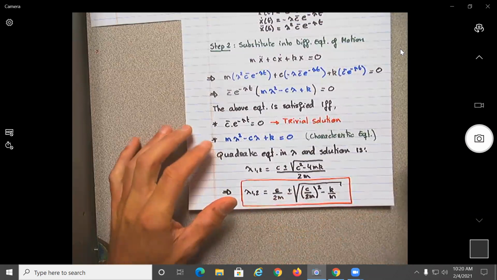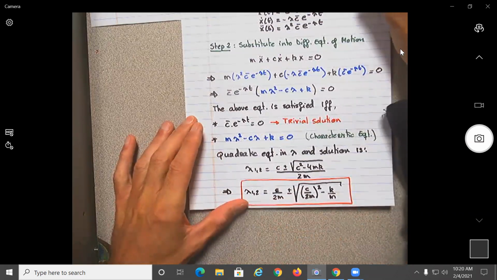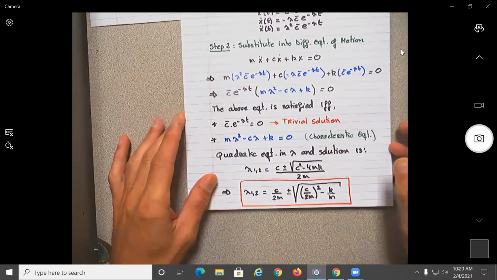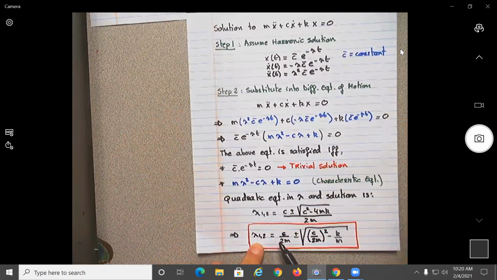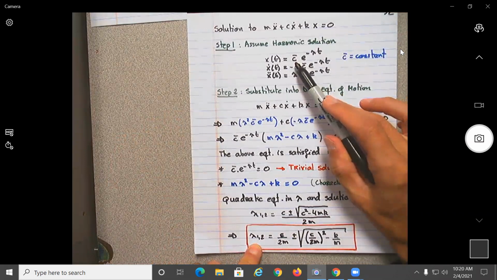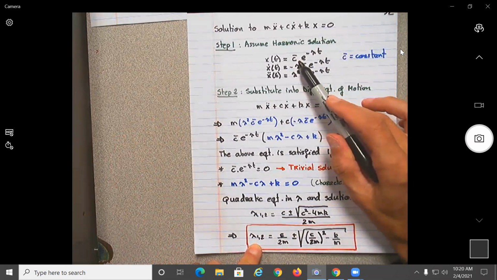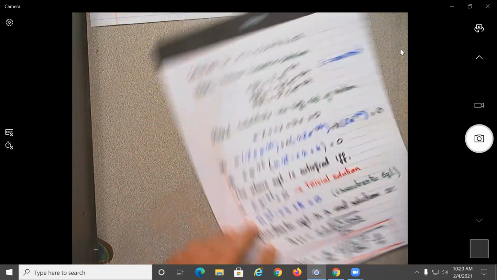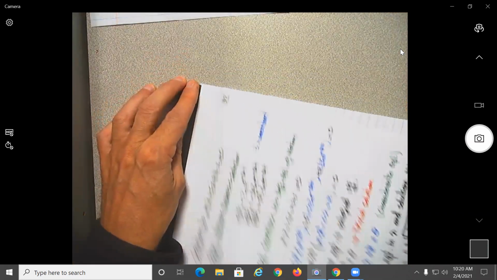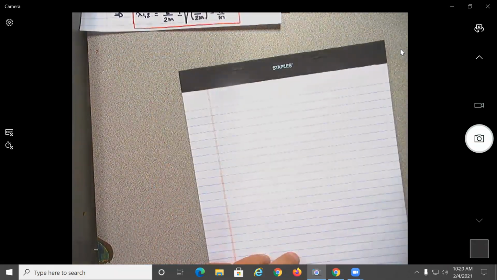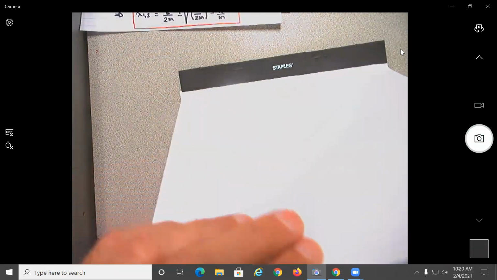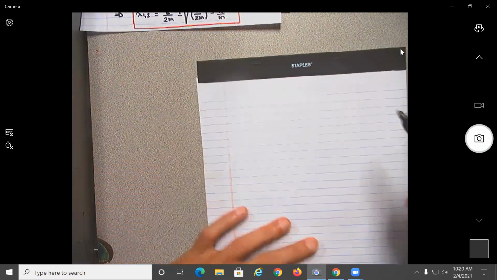Okay, so let's see, that would be page 32. All right, so now we know the two values of lambda. In order to find the solution, we can go back and substitute into the assumed harmonic solution, which is this equation. Same process as before, as we did for the undamped case. What happens is that there's a lot more algebra in this case.